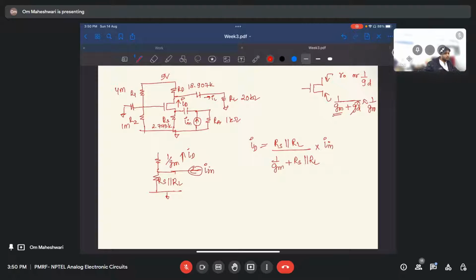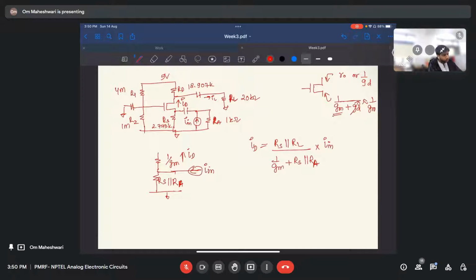Sir, is it RA or RL? Sorry. Yeah, let me check what it is. It is RA. Right, RA. RL is at the output. This is RA that is at the input. Thanks for correcting that.